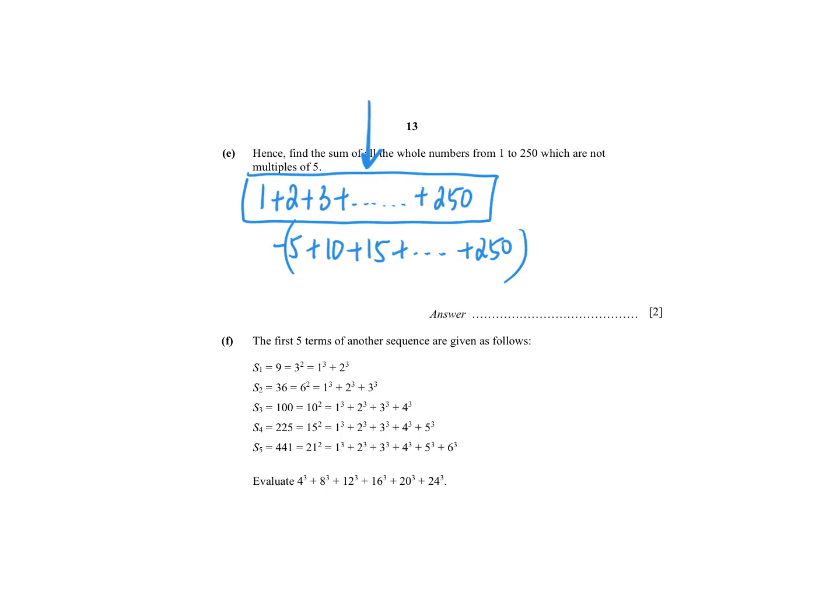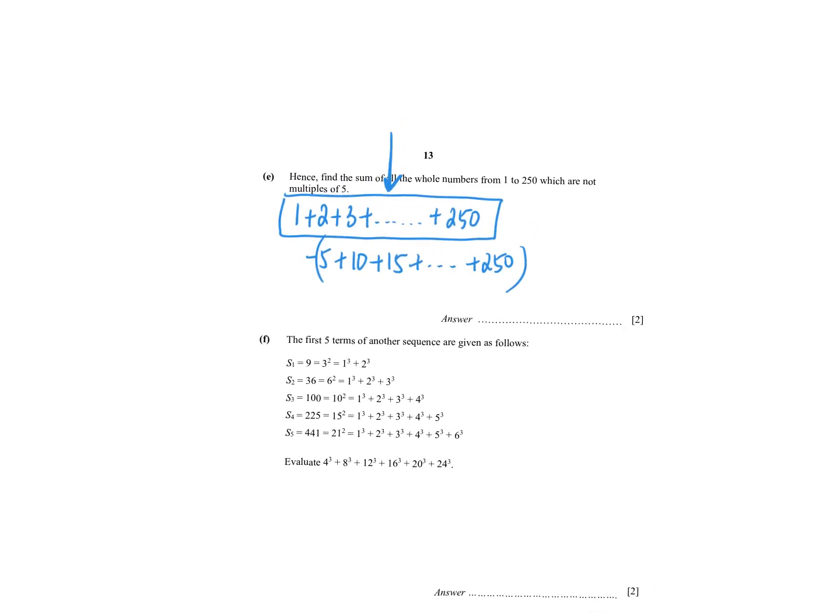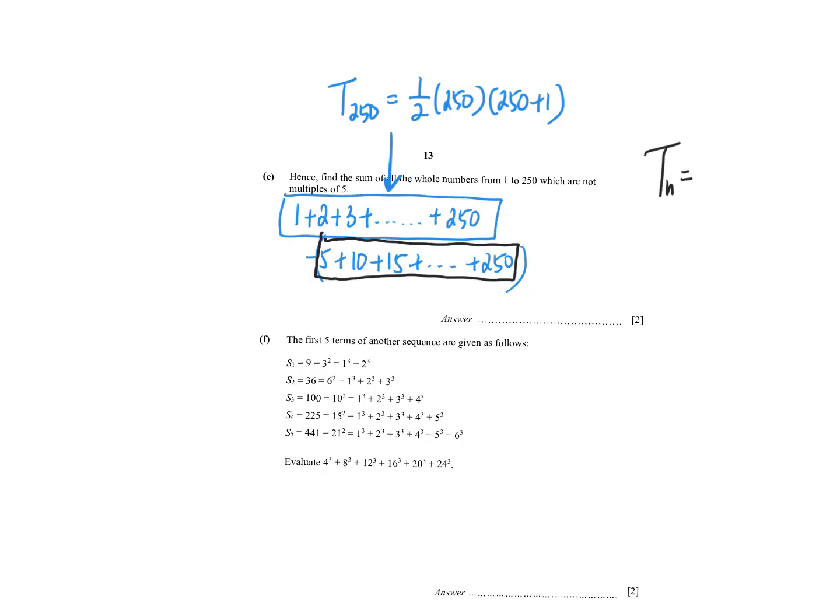So this one I can find. The formula for the sum is half of 250 times 250 plus 1. So this helps me find the sum from 1 all the way to 250. But I want to minus this. So what do you think is the formula for this? Can you all remember the formula for a plus n minus 1 d?